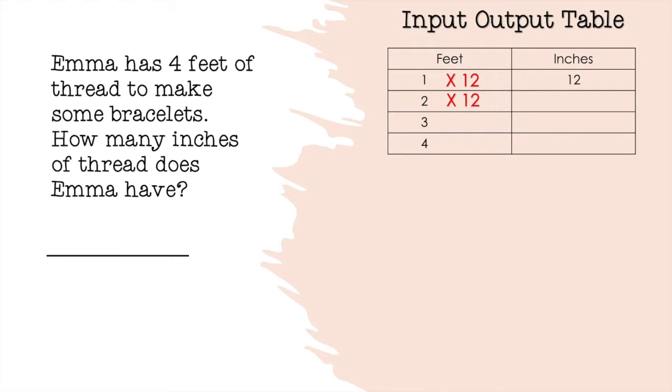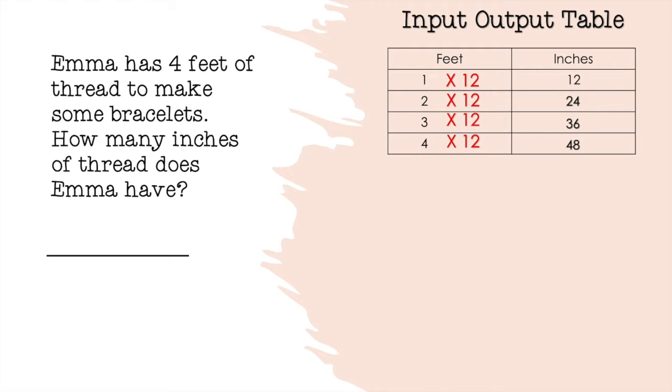2 feet times 12 will give me 24 inches. So 2 feet equal 24 inches. Let's do the same thing with 3 feet. Times 12, 3 times 12 gives me 36. So 3 feet equals 36 inches. And lastly, 4 feet times 12 gives you 48 inches.